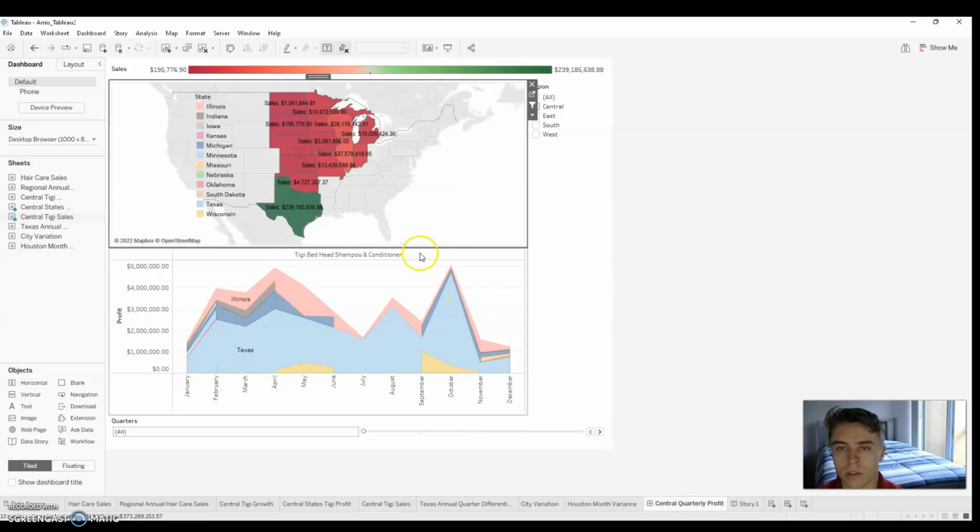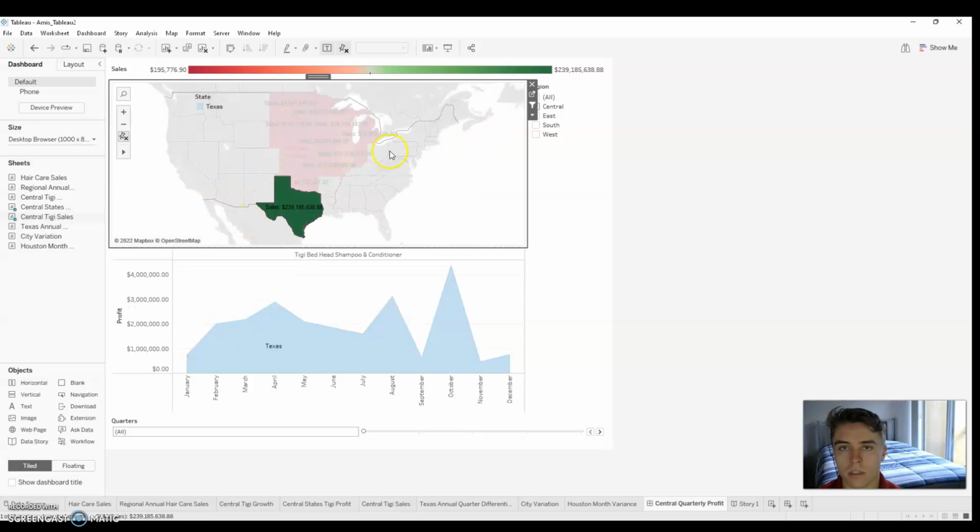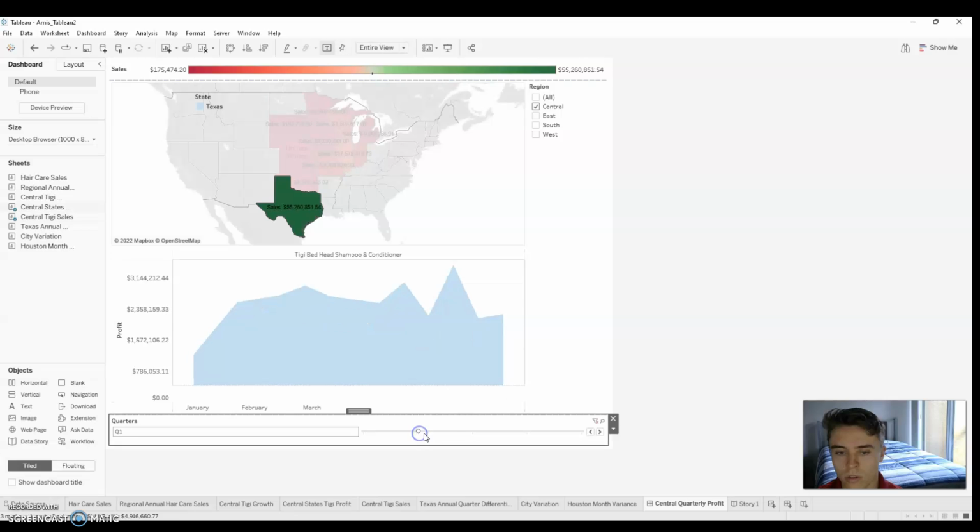To illustrate this visually in a geographic manner, I included an interactive dashboard where if we select one component, such as Texas, the top piece changes as well as the bottom worksheet. We can analyze this a little bit further by breaking this down into selective quarters.